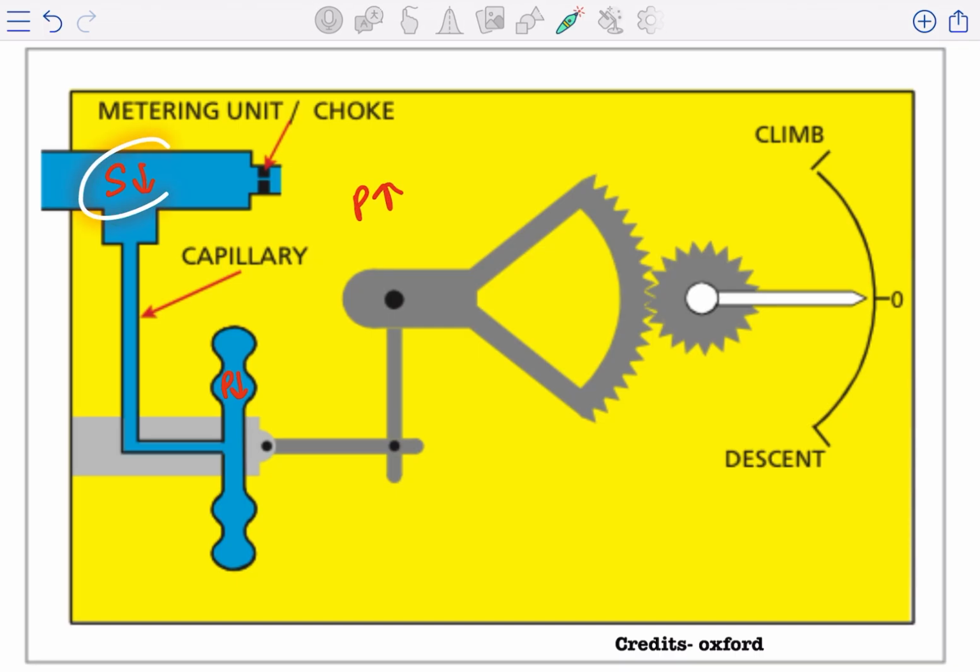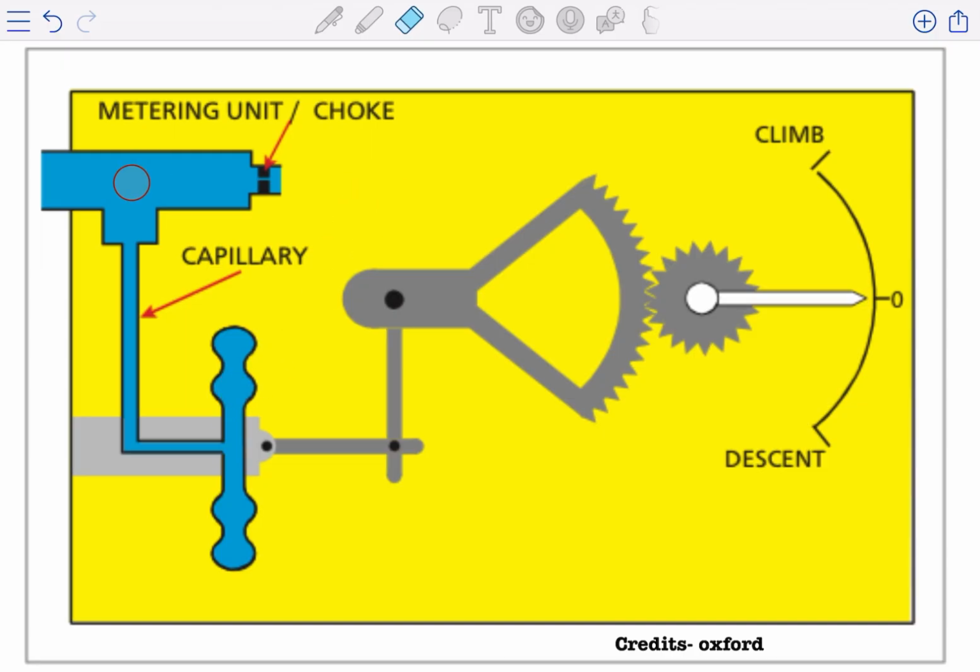So let's write this. Pressure is lower at the capsule and a comparatively high pressure at the casing. So this leads to the capsule now being compressed because of the pressure difference. And as the capsule compresses, the linkage moves like this. So if this moves backwards, this rotates like this, and the needle will now rotate anti-clockwise, indicating a rate of climb. Alright, so this is how the vertical speed indicator works when the aircraft is climbing.